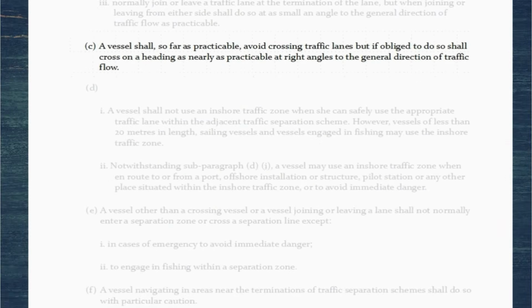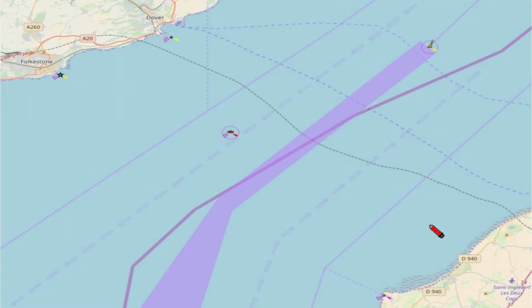A vessel shall, so far as practicable, avoid crossing traffic lanes, but if obliged to do so, shall cross on a heading as nearly as practicable at right angles to the general direction of traffic flow. So now the red vessel wants to cross the traffic lanes. They've got to maintain a heading at right angles to the direction of flow in each of the lanes. They've got to get straight across as quick as they can.